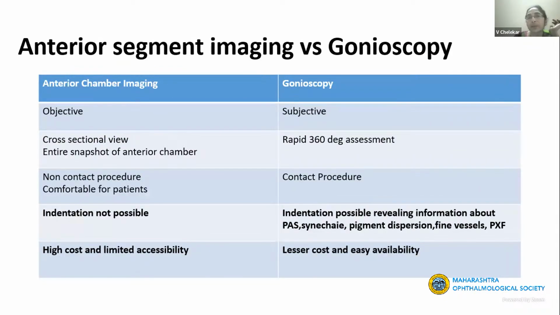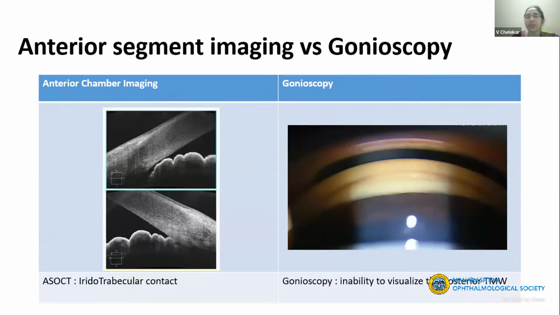So how does anterior segment imaging compare with gonioscopy? Gonioscopy is a rapid tool which allows 360-degree assessment of the angle. Indentation is possible with gonioscopy, which can reveal more information regarding the pathology in the angle. It is definitely less expensive than the anterior segment imaging devices, and hopefully it is very easily available with all the practitioners.